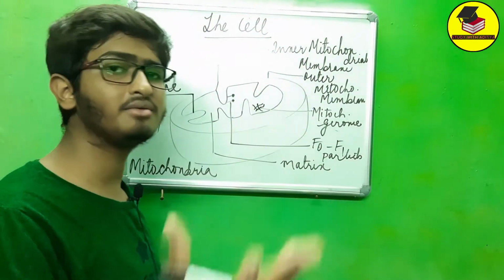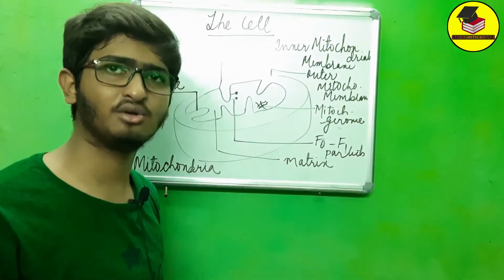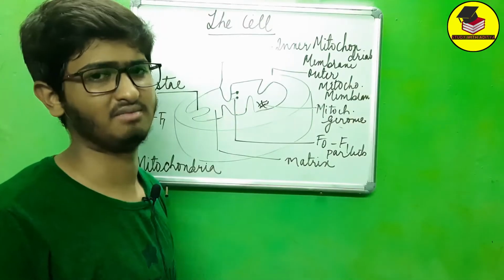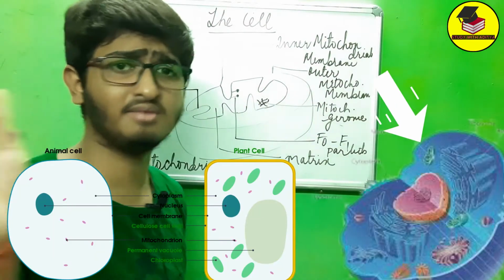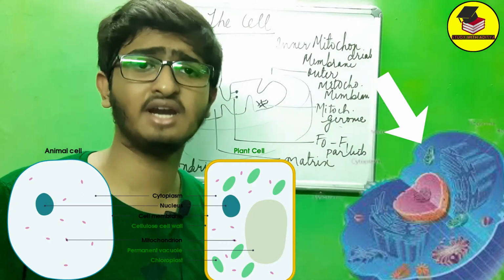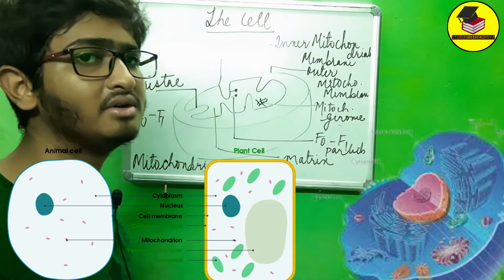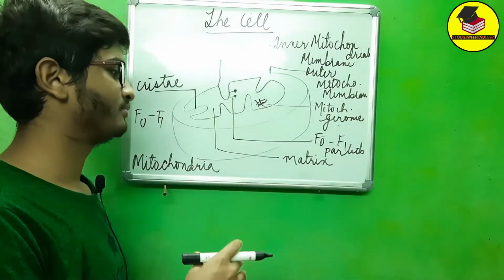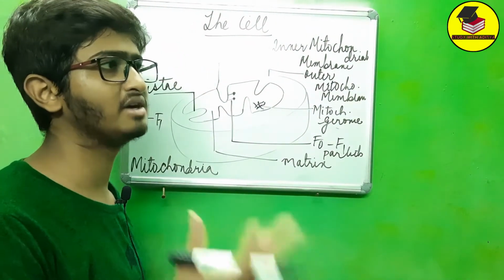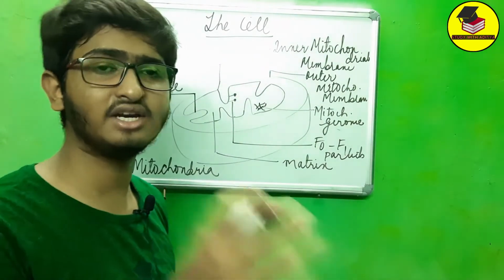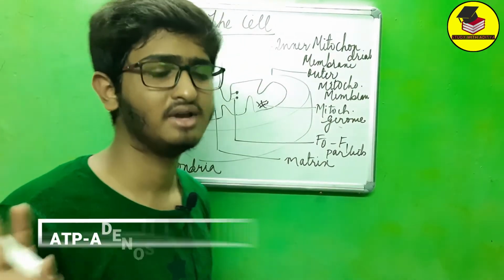Now location, mitochondria is scattered in the cytoplasm in case of animals and in plant cells. Since it is the same in case of animal and plant cell, you should simply write scattered in the cytoplasm in animal cell and plant cell. Okay. Then you have function. So function is it generates and stores energy in the form of ATP.